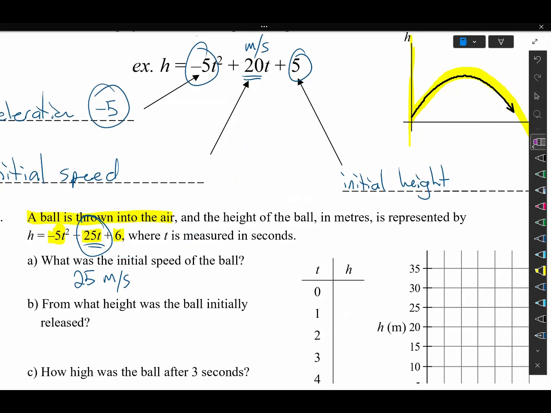So, from what height was the ball initially released? Well, hang on, we also know how to do that, because we already talked about initial height. That's going to be the number that's added to the end, or rather, that's going to be the number that has no variable on it. So in this case, our initial height is 6 meters.